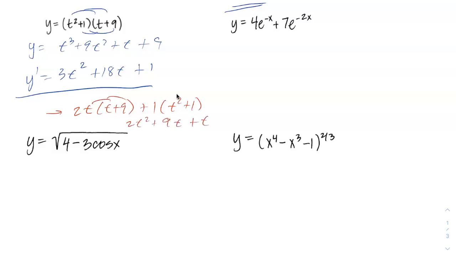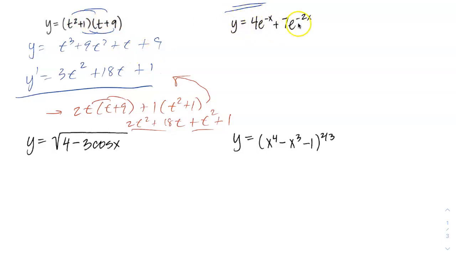Plus t squared. Plus 18t. Mess that up. Plus t squared plus 1. Add like terms, and I get that guy. Right? 2t squared plus t squared would be 3t squared, 18t, and then 1. So either way it gives you the right answer. Either way you prefer: show our product rule, or you go, hey, I know I can simplify that.